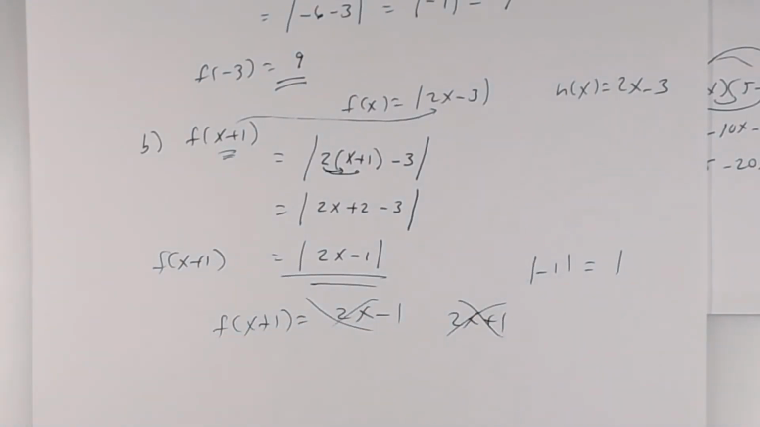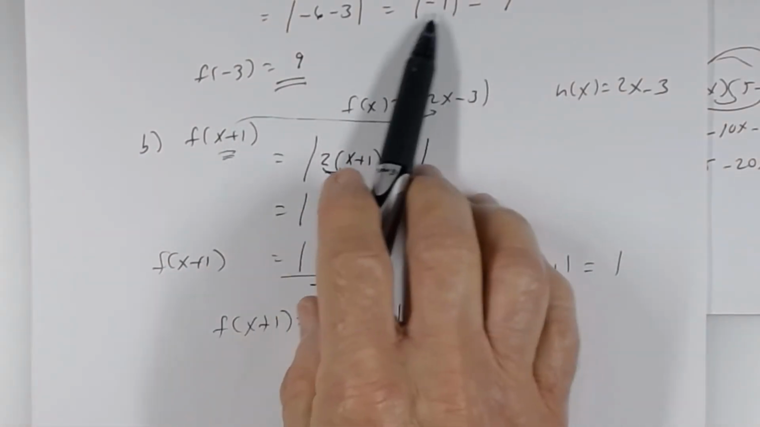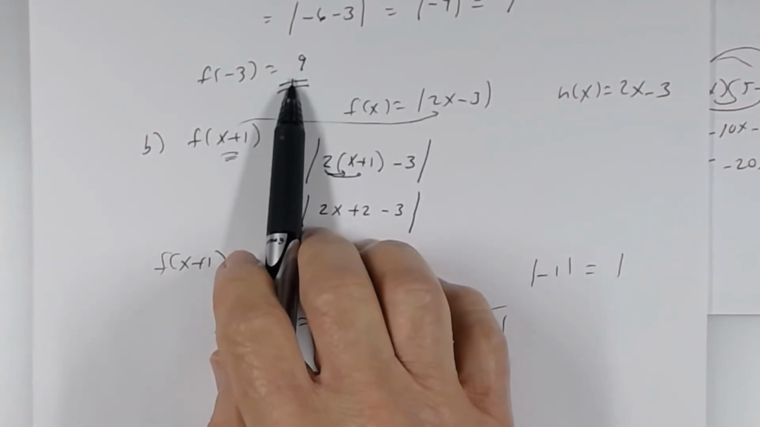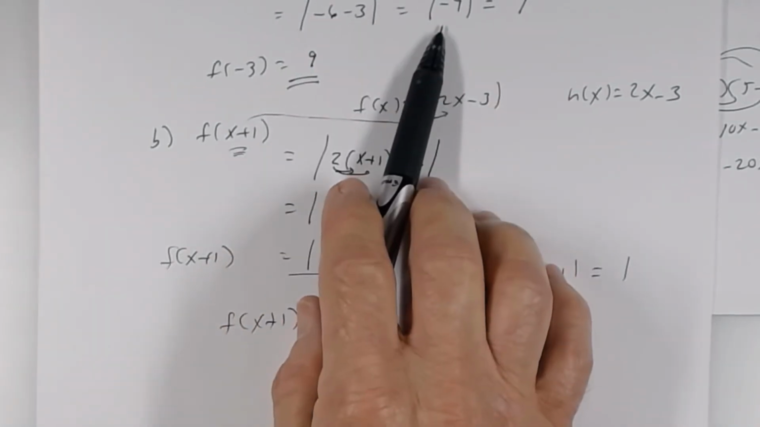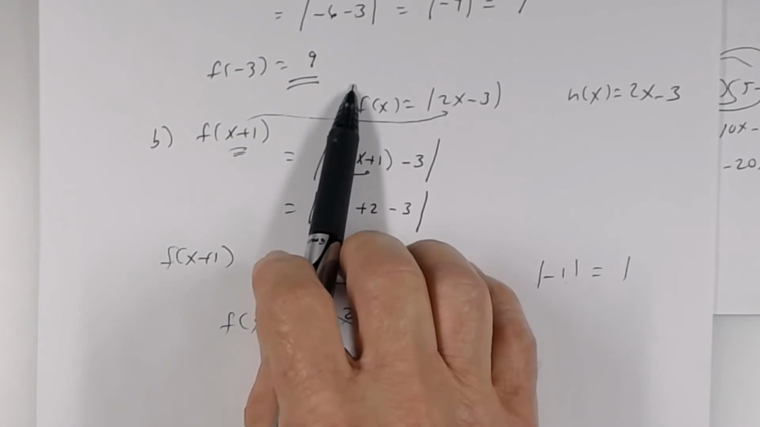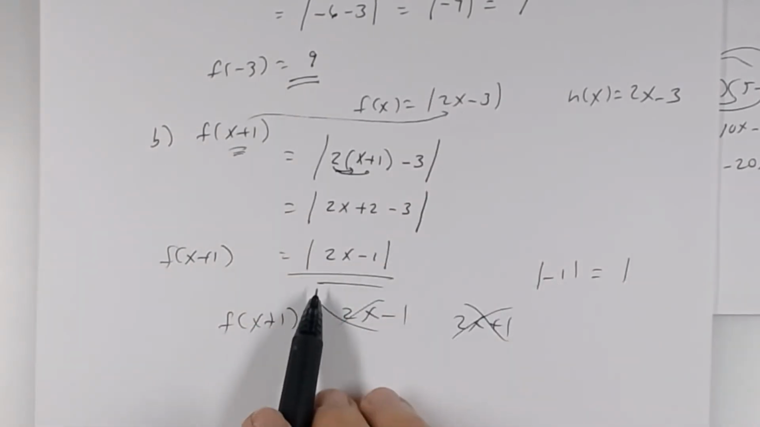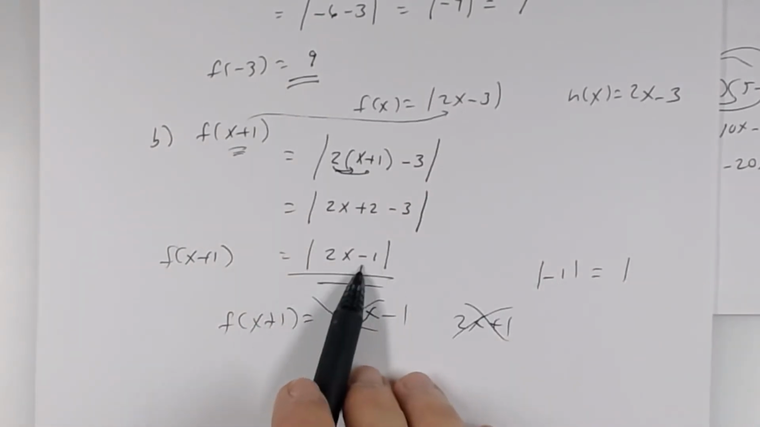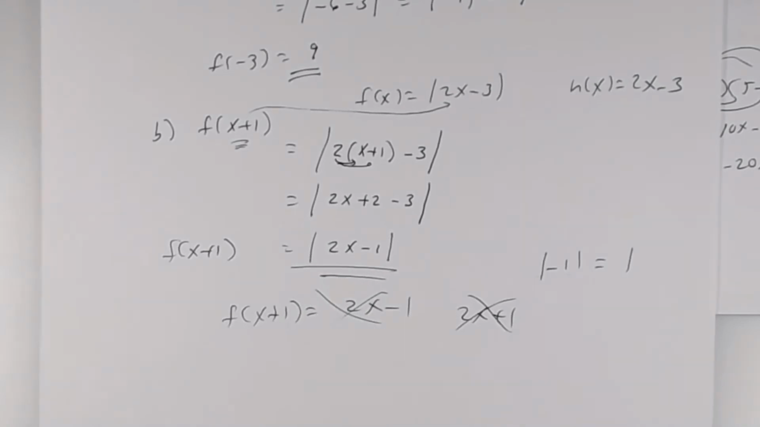Okay? So if you're evaluating an absolute value at a number, you're going to end up with your answer not having an absolute value bar, because you know the absolute value of negative 9 is just 9. That you know. But you cannot say that the absolute value of 2x minus 1 is any of these. That's not true.